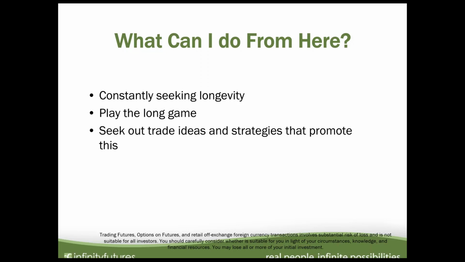The idea is that I need people to be at this long enough to have enough screen time where they can go through the ups and downs, deal with the changes in the economic climate, deal with the changes in the volatility climate. I want to play the long game. So I'm constantly seeking out trade ideas and strategies that promote that idea.